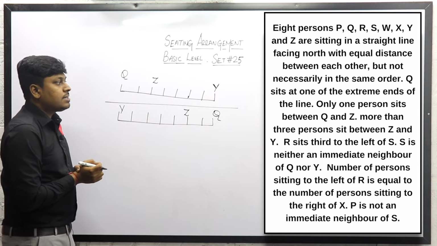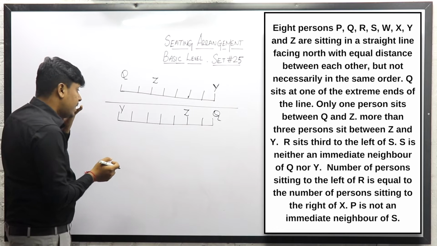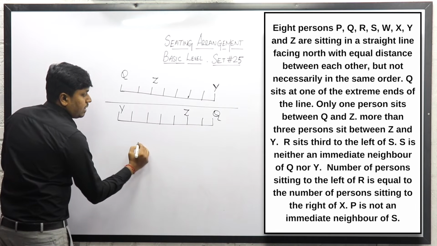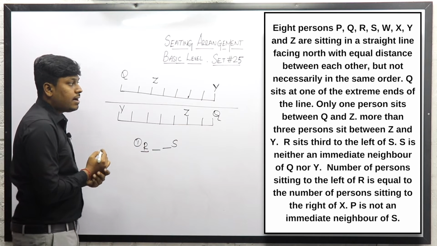Next, R sits third to the left of S. So on S's left-hand side, at the third place, R is sitting. Let me take it as a note. So S's left-hand side, at the third place, is the person R.